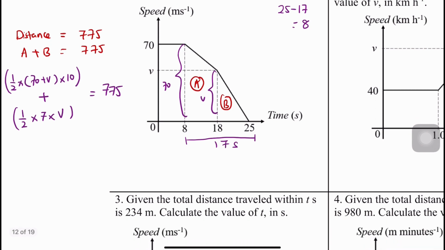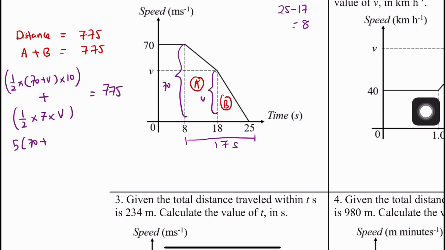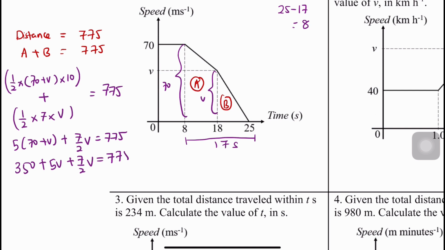So kita cuba selesaikan one by one. Now, half times 10 is 5, betul? So tulislah 5 (70 plus V) plus 7 over 2 V is equals to 775. Kita cuba selesaikan yang di sini. So we have 70 times 5 is 350, plus 5V plus 7 over 2 V is equals to 775.